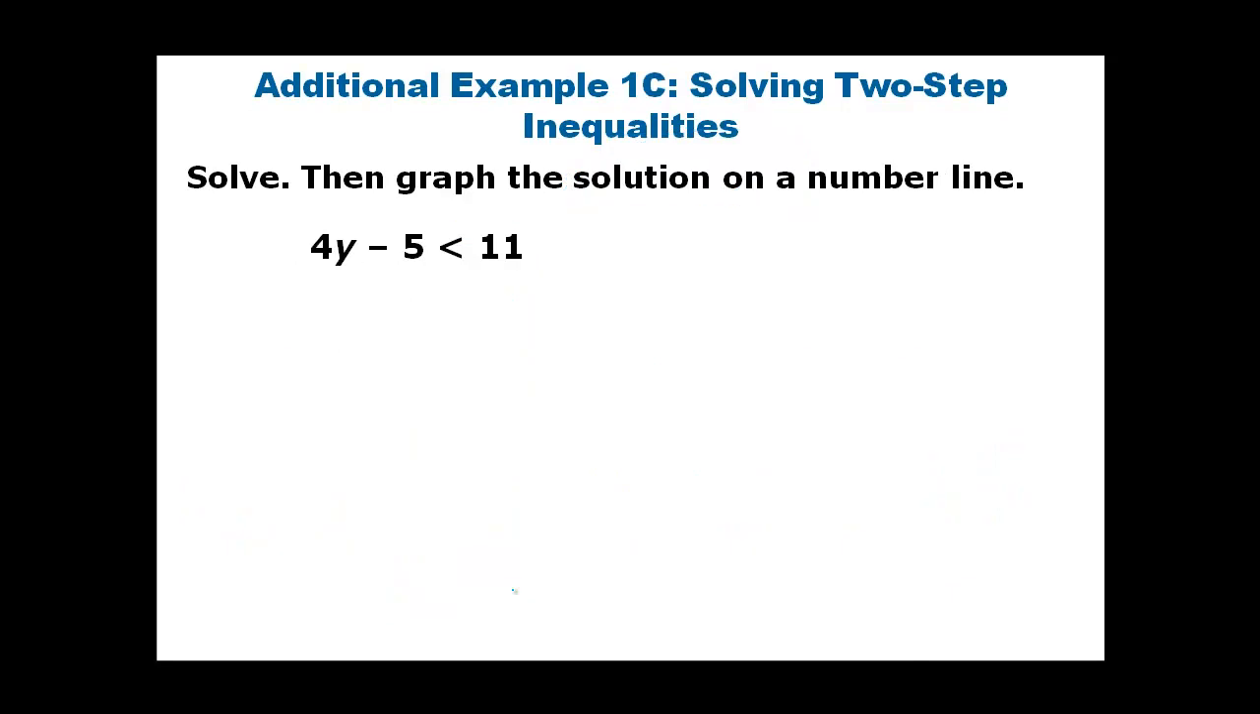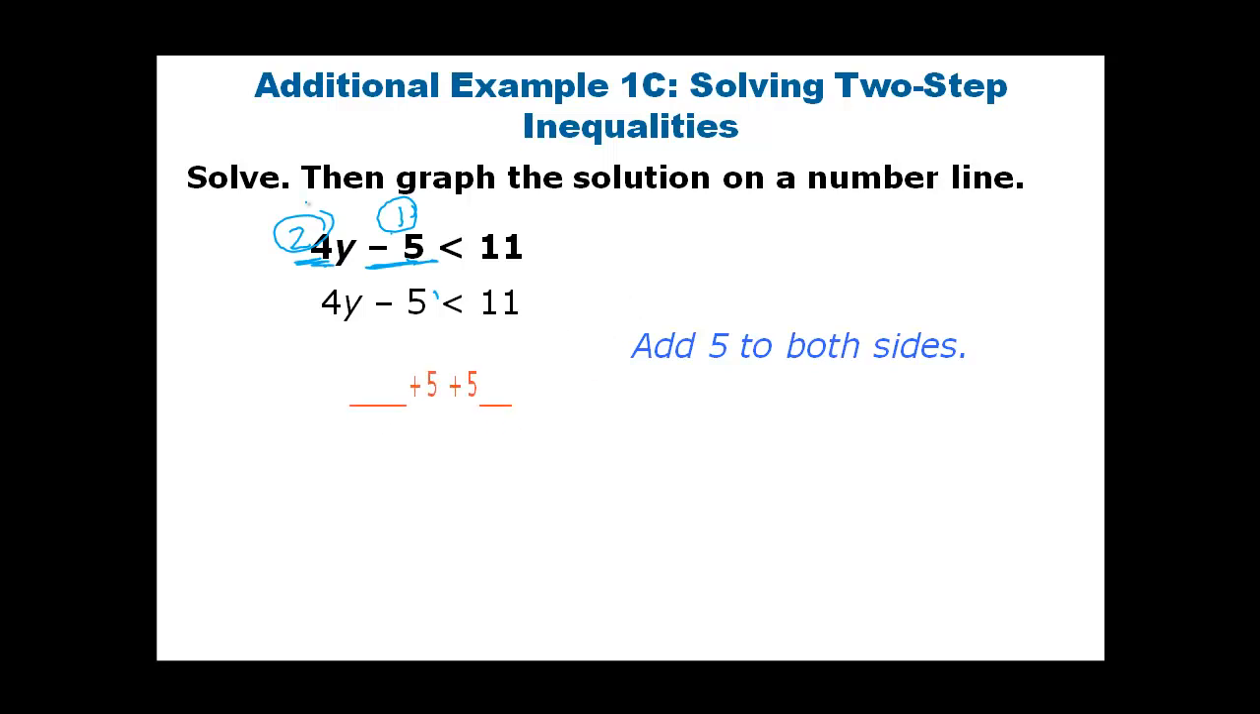Let's go next. Solve, then graph the solution on a number line. For 4y minus 5 smaller than 11, we need to remove the 5 and remove the 4. Which one will we start with first? We will start first with removing negative 5, and then we will remove the 4. So our first step is to add 5 on both sides. Why am I adding 5? Because the 5 here is subtracting, so I will add it. Add 5 on both sides.